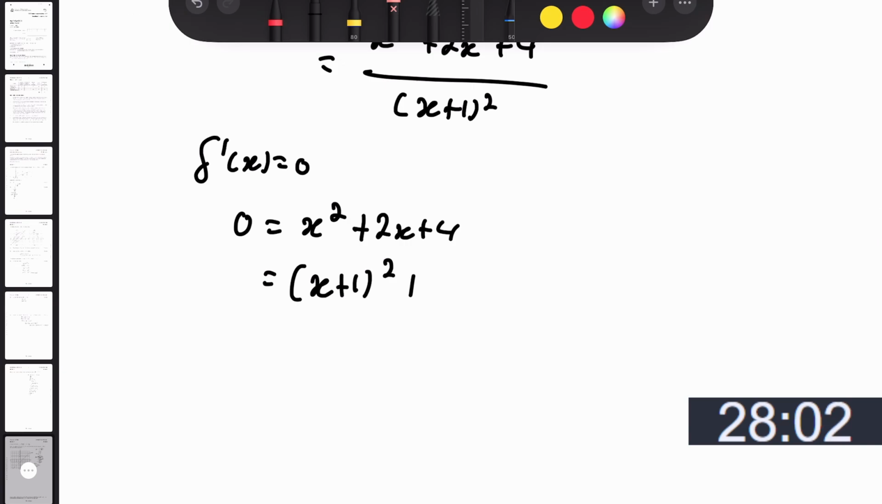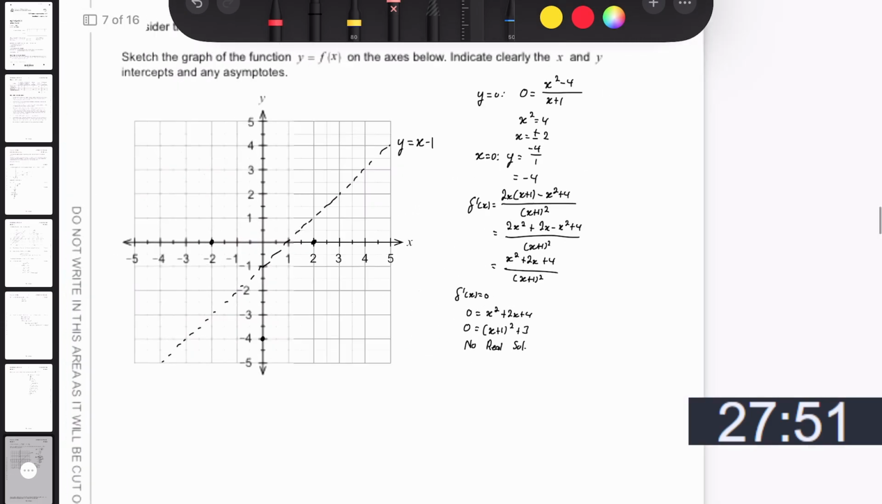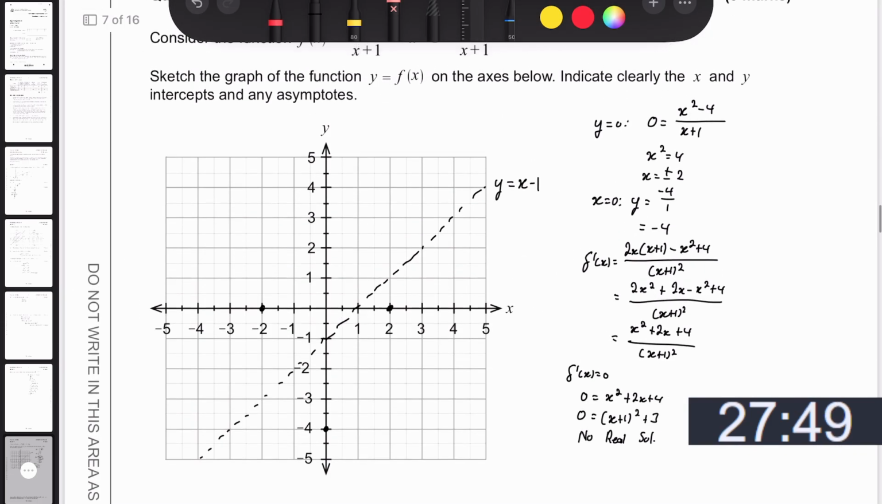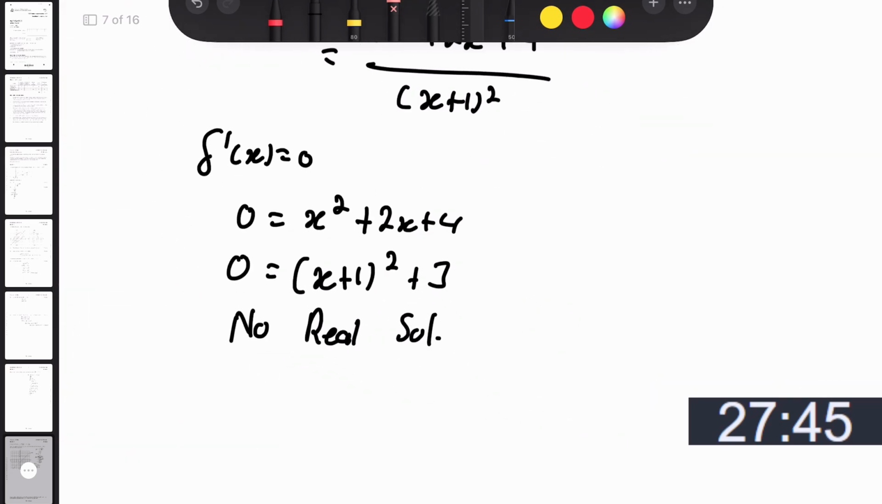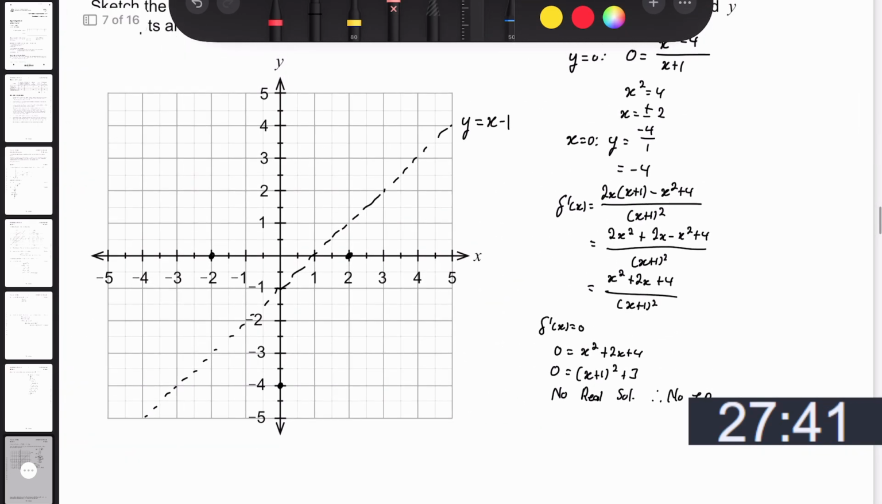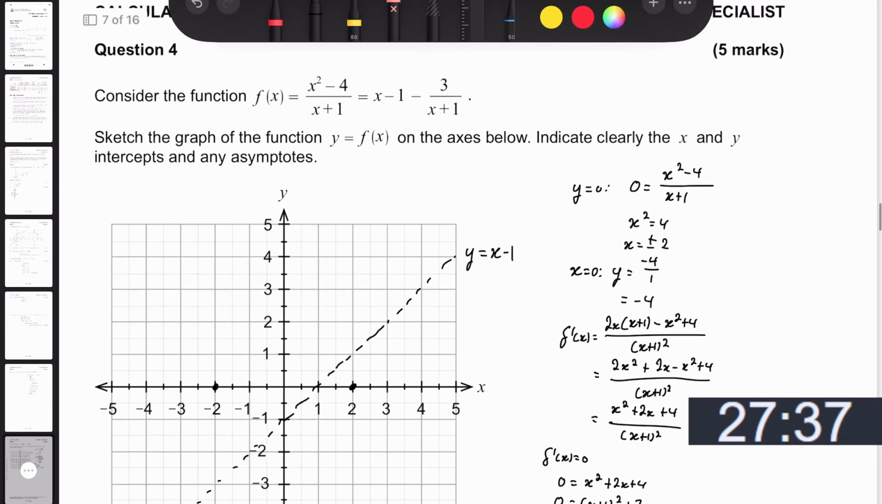Plus 1 squared plus 3. There's no turning points. No real solution. Therefore, no turning points. Okay.